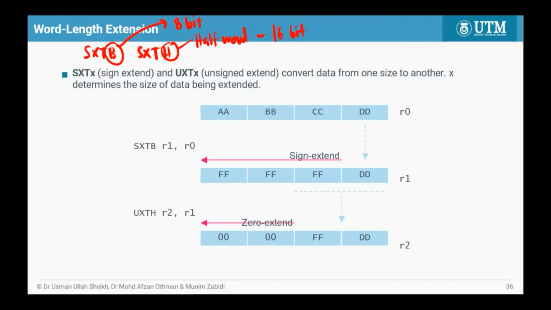For example, let's look at this one here. So you have R1. This is the syntax: SXTB R1, R0. You're going to extend the sign value from R0 and put it into R1. This is the value inside R0. Since this is a byte, we are focusing on these bits only. Now we change this hexa value to a binary number. What is D? A, B, C, D. D is 13. Using 8421, 8421, 13 is D.